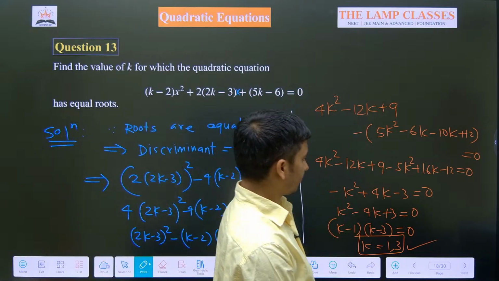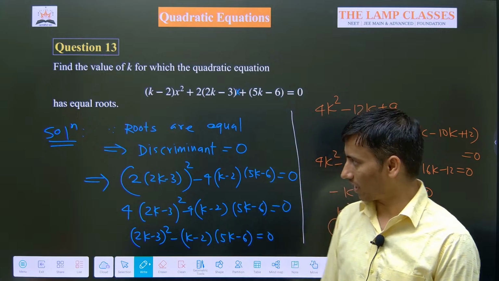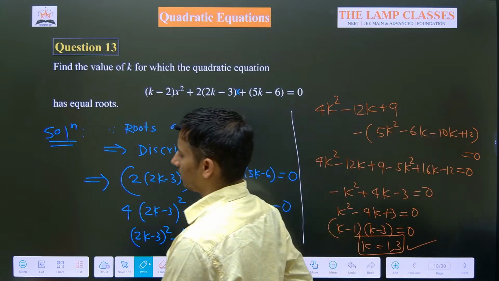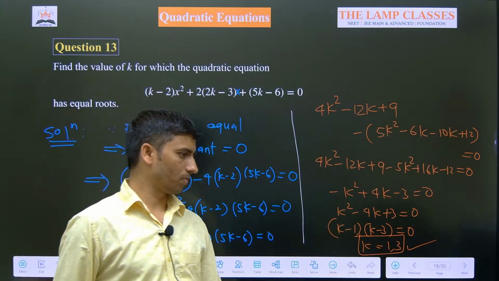Yeah, that's right. And this is a perfect question for actually 3 marks. Neither lengthy nor short. Appropriate question it is.